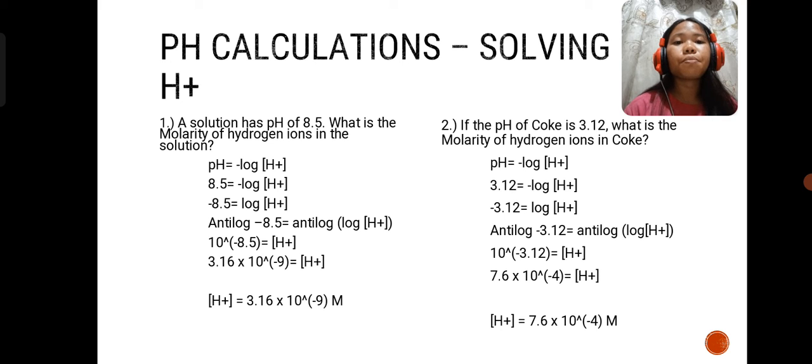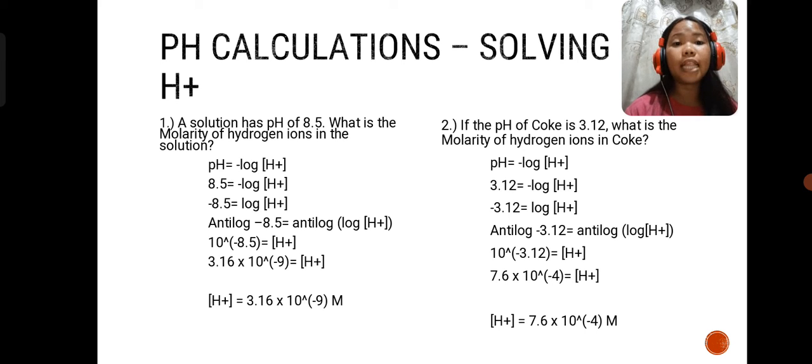And then, you might wonder why it becomes negative 8.5 next. We need to multiply both sides by negative 1 so that the logarithm becomes positive, and that will also make the given pH become negative.